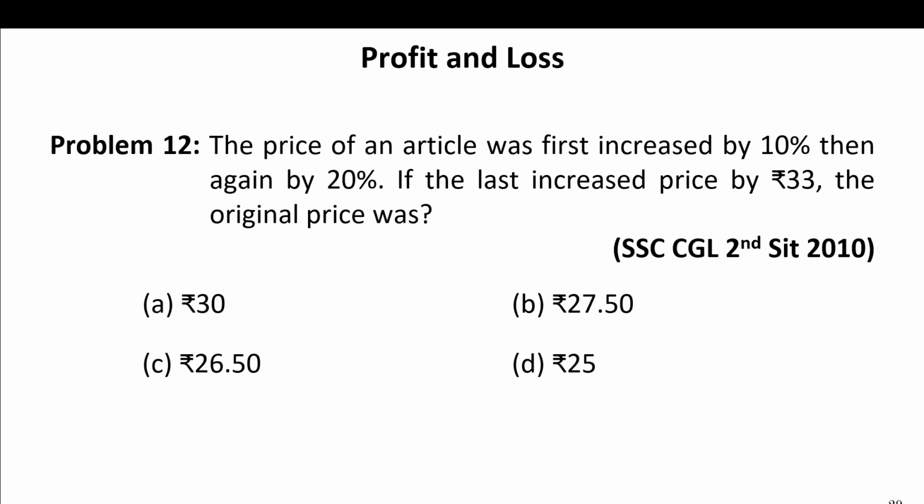So let's see problem number 12. So the price of an article was first increased by 10%. Okay. What happened first was, it was increased by 10%. Then again by 20%. Okay. So if the last increased price is 33 rupees, or we say the cumulative price after all increments is equal to this much, then the original price was what? This question appeared in SSC CGL second sitting 2010 paper. Is it 27 rupee, 25, 26 or 30?